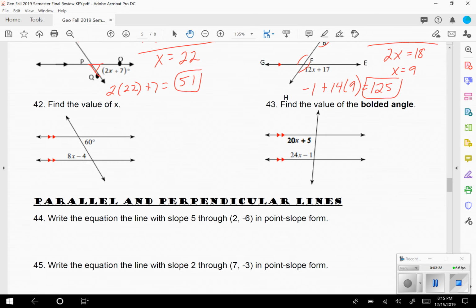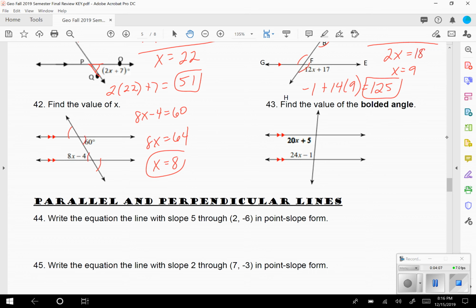Okay, next thing, find the value of x. Okay, again, do your color coding. Okay, and you'll see that the 60 and the 8x minus 4, they are the same color, so they're congruent. So 8x minus 4 is equal to 60. Add 4, so you get 8x is 64. So divide by 8, so you get x is 8.